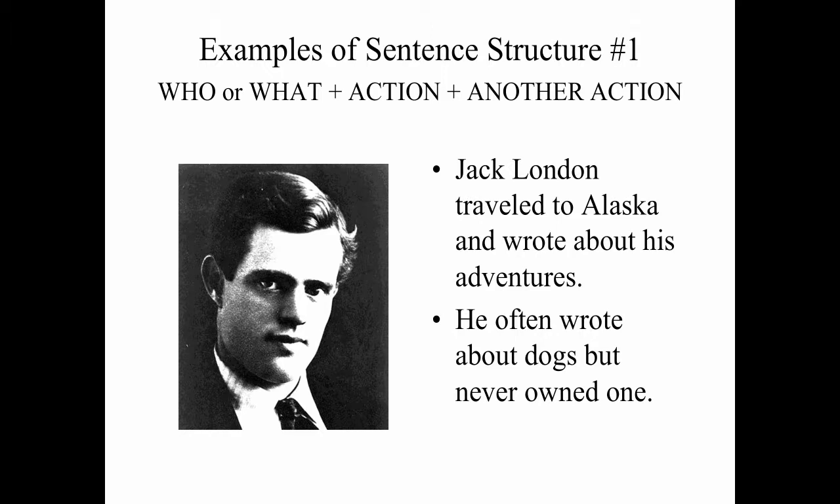So here are my two example sentences. Jack London traveled to Alaska and wrote about his adventures. We got one subject, Jack London, and he's doing two things. He's traveling and he's writing. So notice how much more interesting that is than just Jack London traveled to Alaska. By adding a second verb and a whole other chunk to the sentence, it makes it more interesting. In my second example, he often wrote about dogs, but never owned one. I don't know if that's true. I made it up, but it makes for a nice sentence.